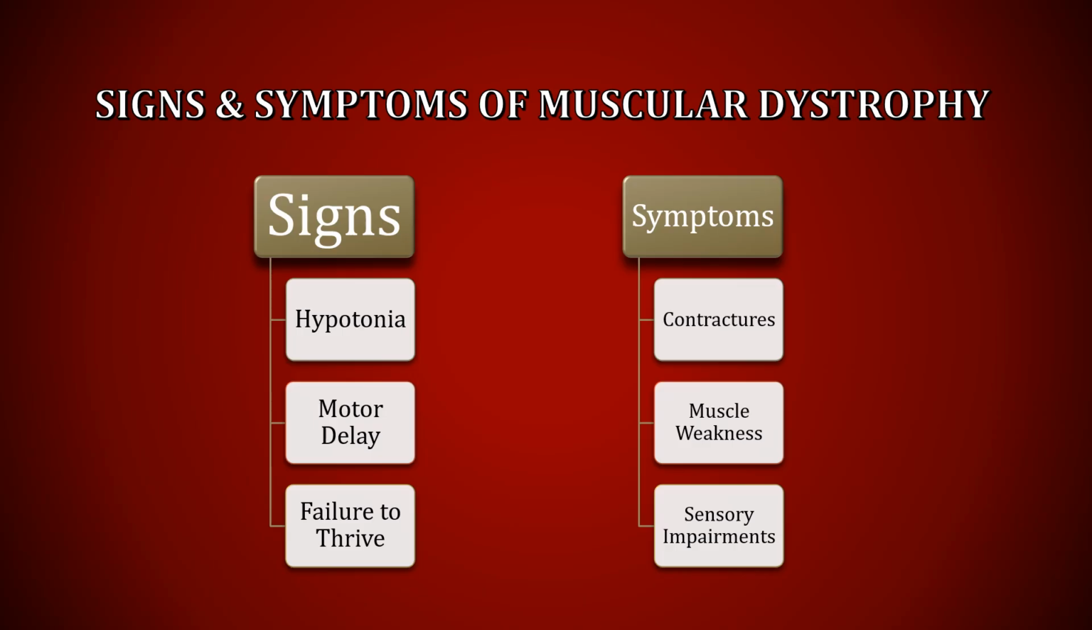Now, differentiating between signs being observable and symptoms being subjective, typically this is diagnosed at birth or early childhood. At birth for sure, symptoms would be kind of vague. You'd have to go more towards the signs, and signs would indicate hypotonia, motor delay, and failure to thrive. As the child gets older, there might be more symptoms that they would be able to voice and complain about, and things would also be noted. Sometimes signs and symptoms can be interchangeable, such as contractures, muscle weakness, and sensory impairment.